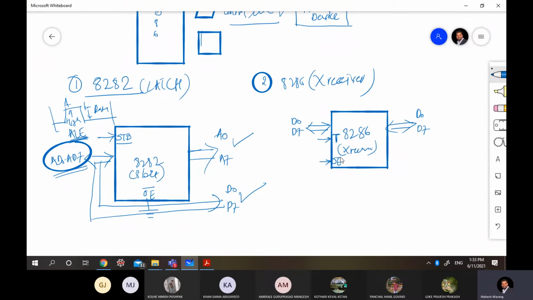So this is the 8286, which is the transceiver. Its function is that it actually increases the data handling capacity, nothing else. I will not go into this particular IC's working, but just keep in mind why we use this transceiver. It is actually used to increase the data handling capacity. If you see, the output is D0 to D7, nothing else. It's not creating something extra or giving some extra lines, nothing.